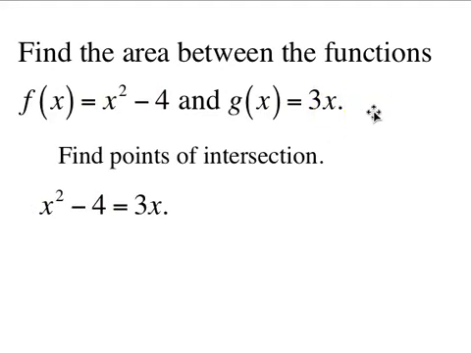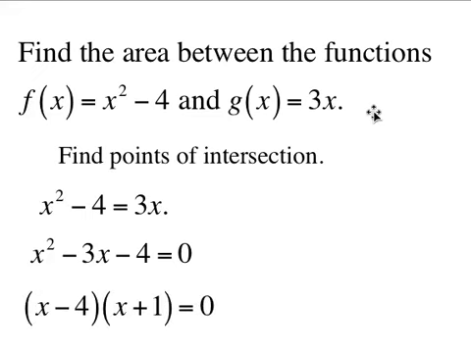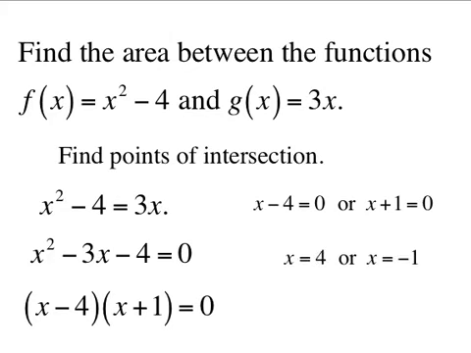Subtracting 3x from both sides, x squared minus 3x minus 4 is 0. That will require us to factor that trinomial. x minus 4 times x plus 1 is 0. Setting each one of those equal to 0, x minus 4 is 0, or x plus 1 is 0. Adding 4 to both sides, x is 4. Subtracting 1, x is -1. So we have a line and a parabola, and they intersect when x is -1 and when x is 4.